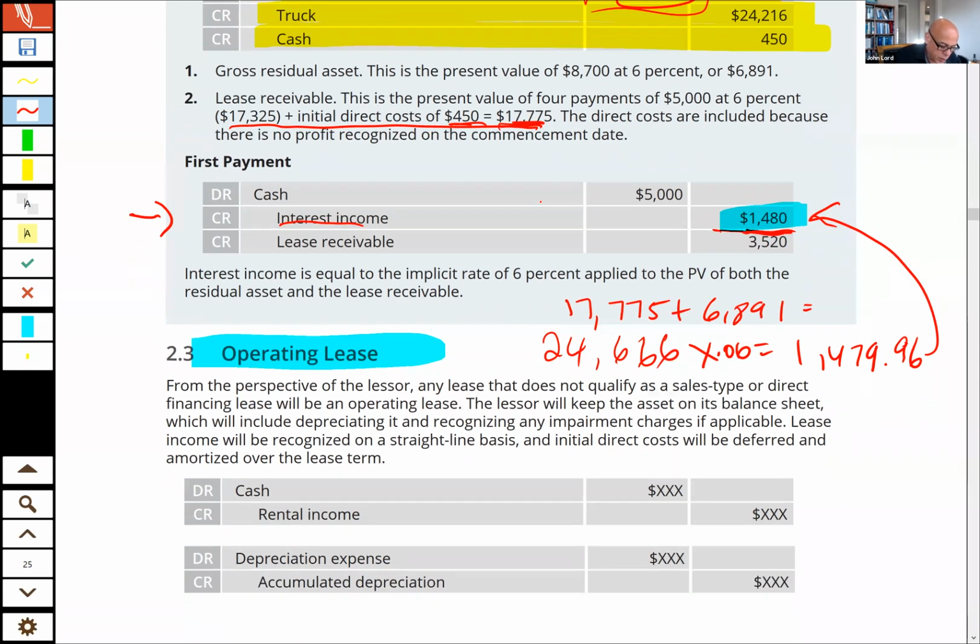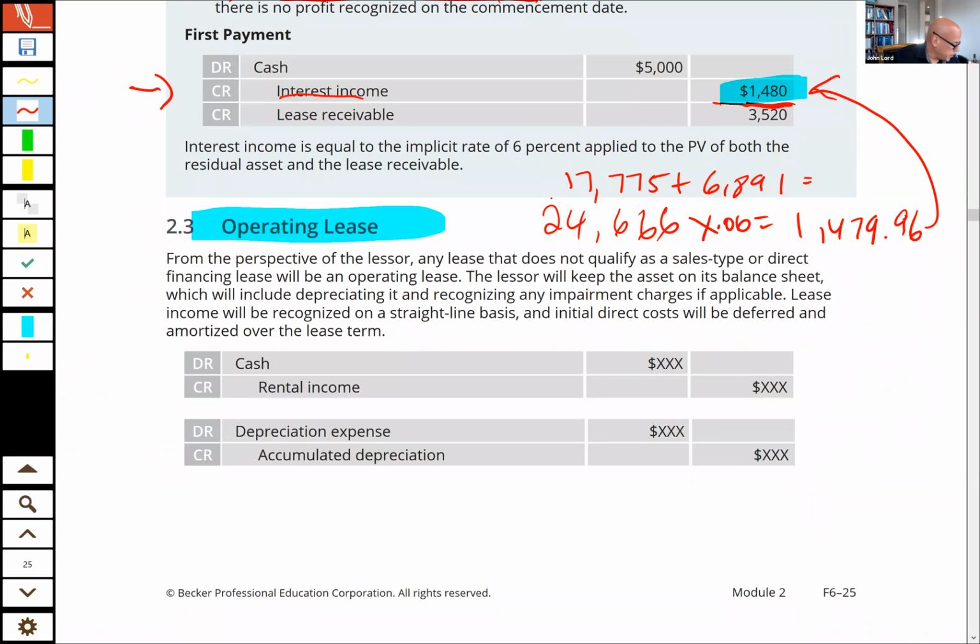Okay, good. Operating lease is very simple. Whatever you get in cash is your rental income. This is for the lessor. And then you just simply depreciate that asset, because the idea is, hey, I'm not selling it. There's no finance lease here. There's no sales type lease. It's simply an operating lease, and I'm just going to rent this thing out month to month, year to year, and I still own the asset, so I just depreciate the asset.